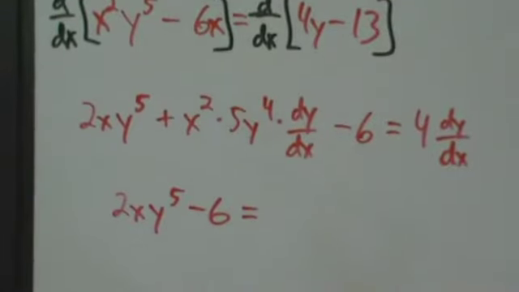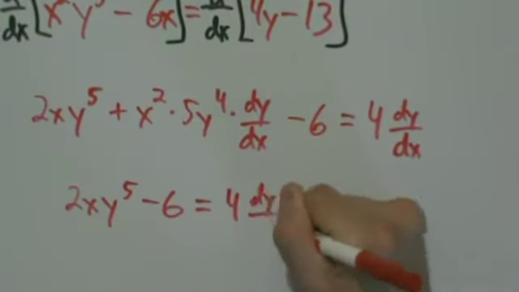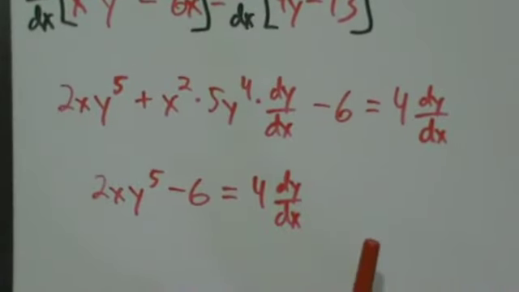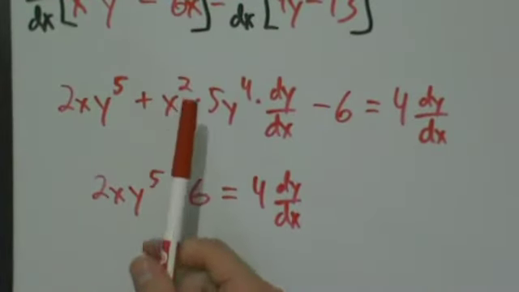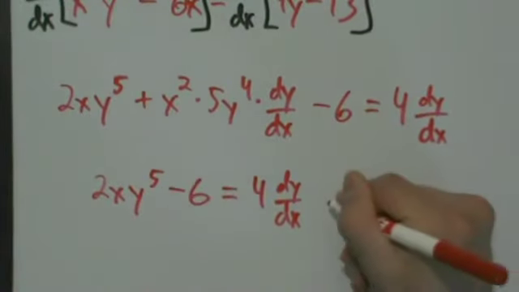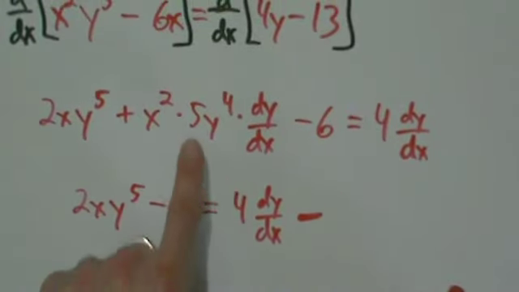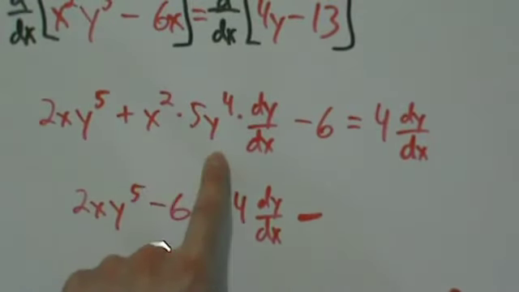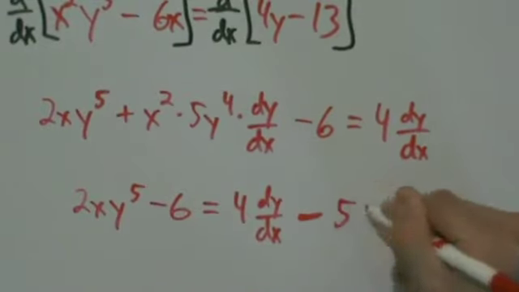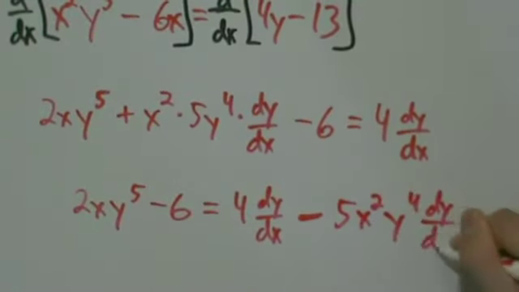Now on the right, we have 4 dy dx. And on the left, we had plus x squared 5y to the fourth dy dx, so we're going to subtract this whole thing from both sides. So on the right side, we now have minus, and let's rewrite it as 5x squared y to the fourth dy dx.